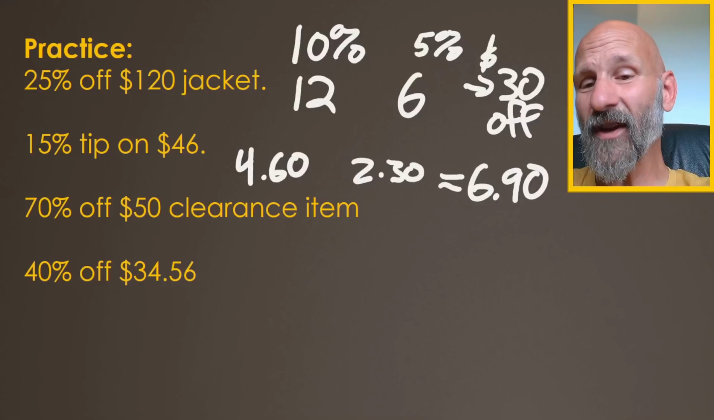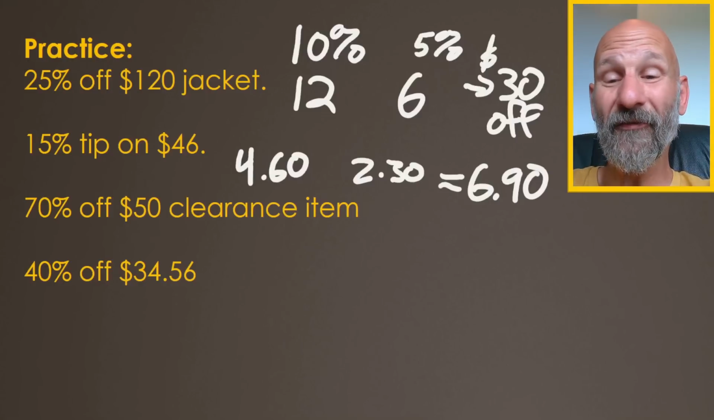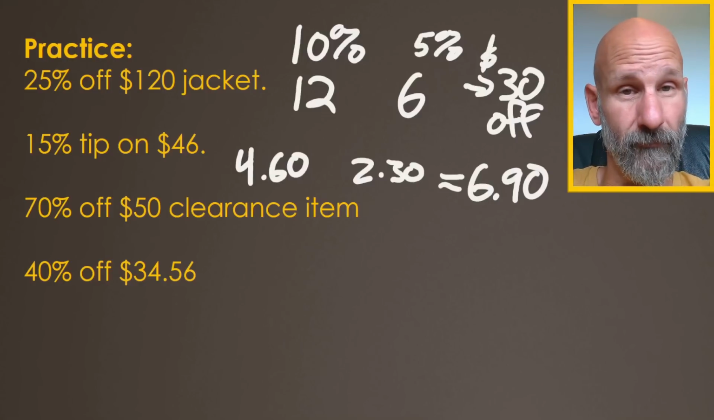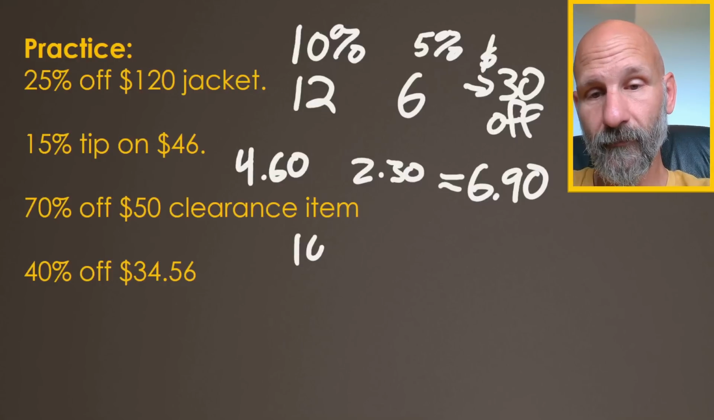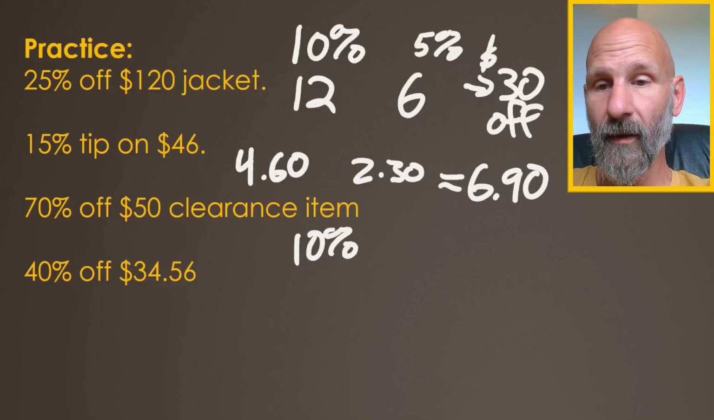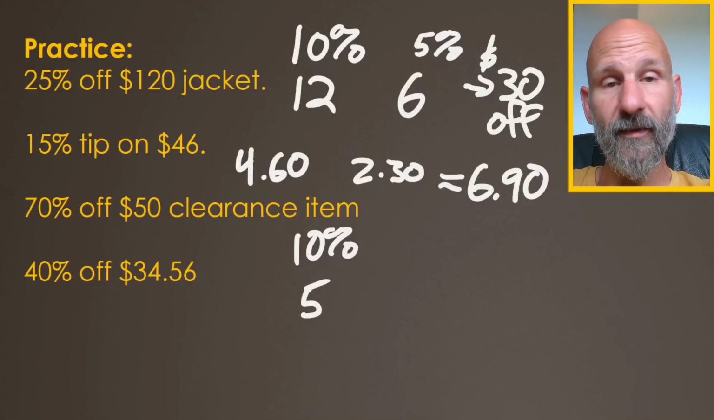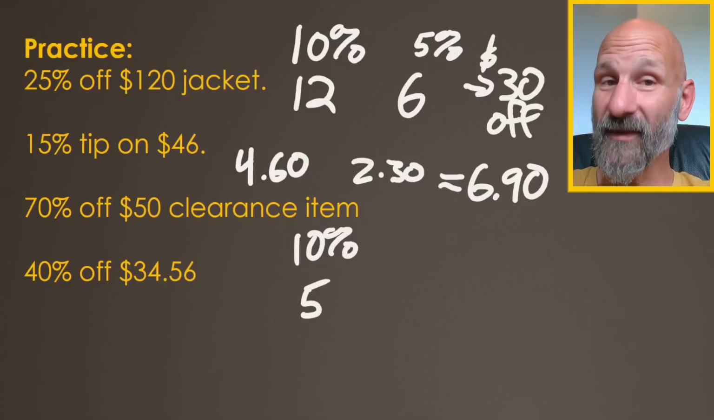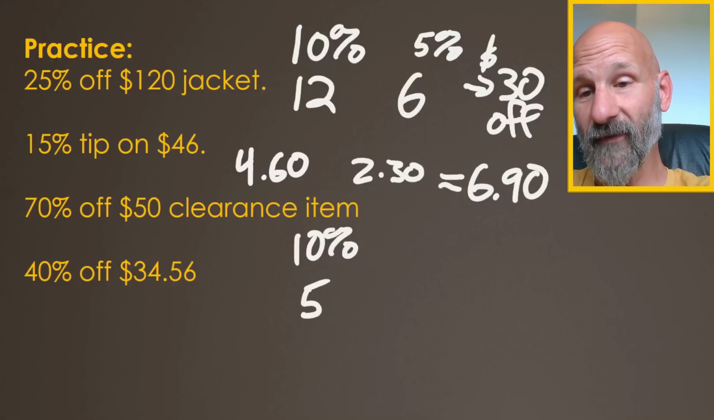So here we're doing 70% off of a $50 clearance item. So 10% is $5. So 70% will be seven 5s. So 70%, that's going to be 35 bucks.